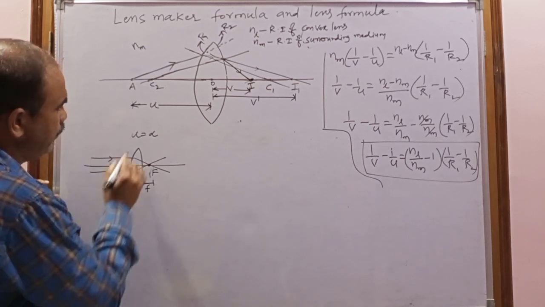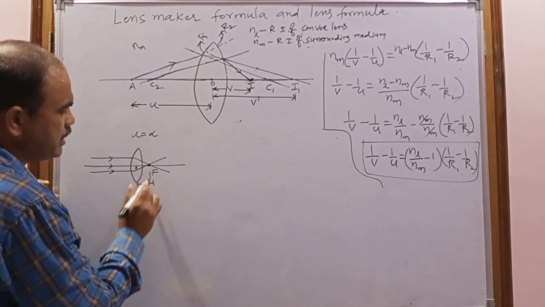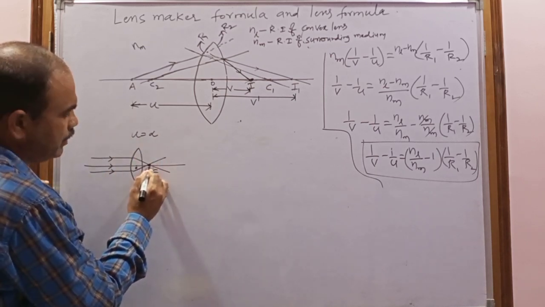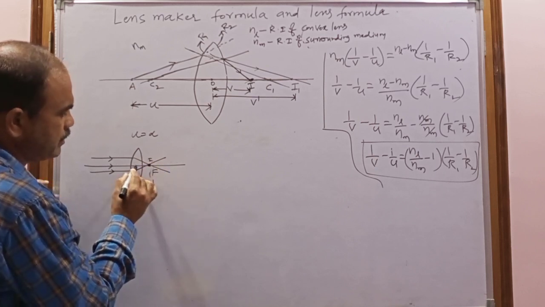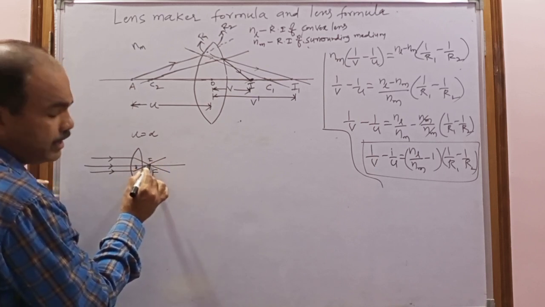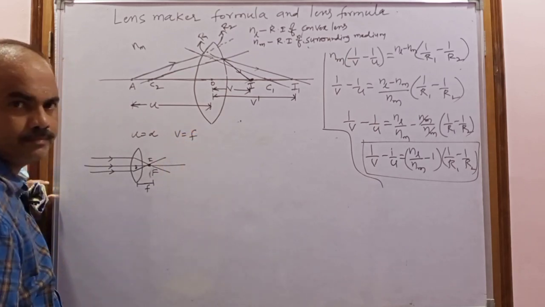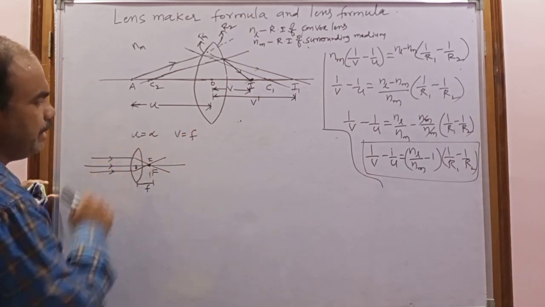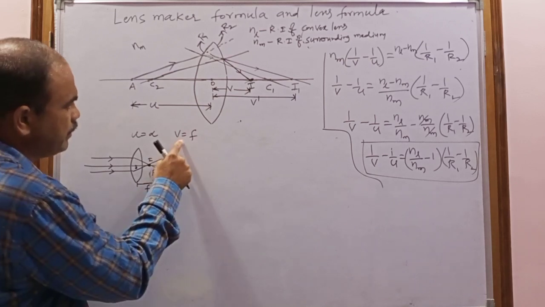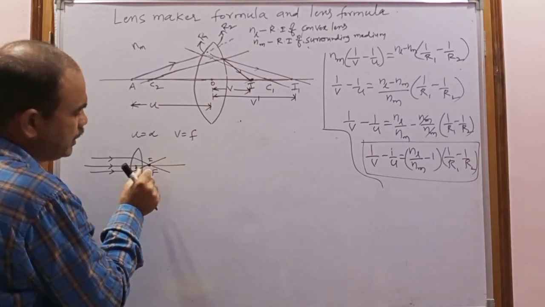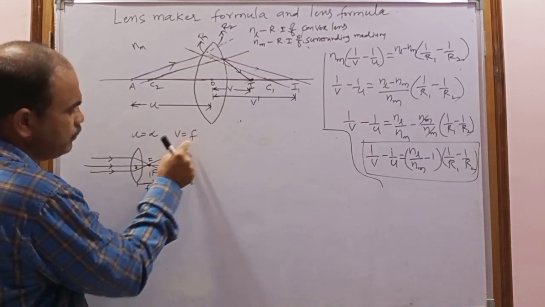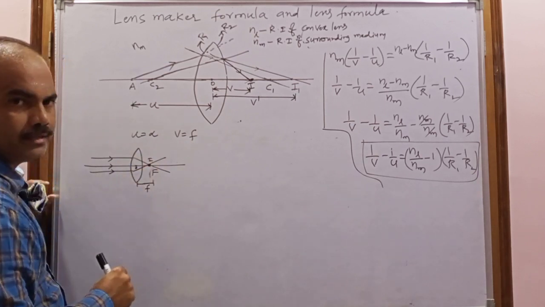Focal length. And when the object is at infinity, where is the image forming? At focus. The distance between the optic center and the image is called the image distance. What is the image distance here? F. When the object is at infinity, the image is formed at focus. So that's why the image distance is the focal length of this convex lens.